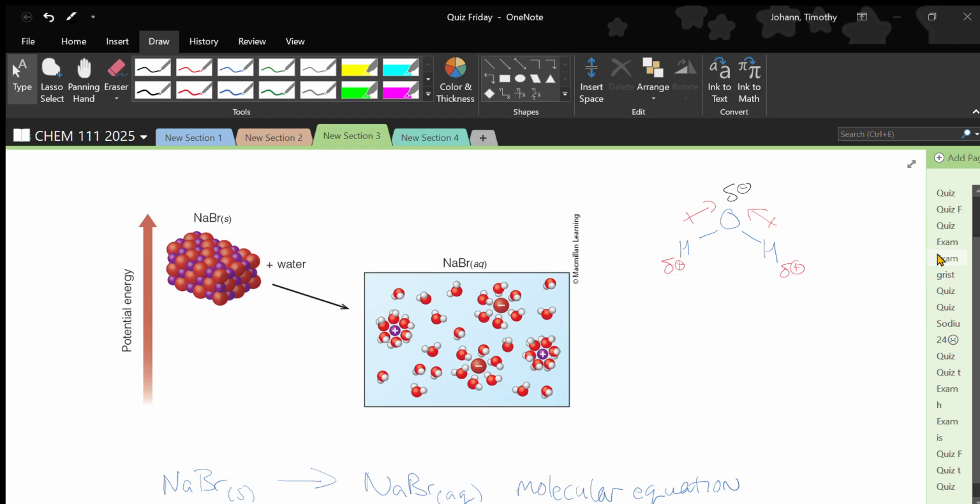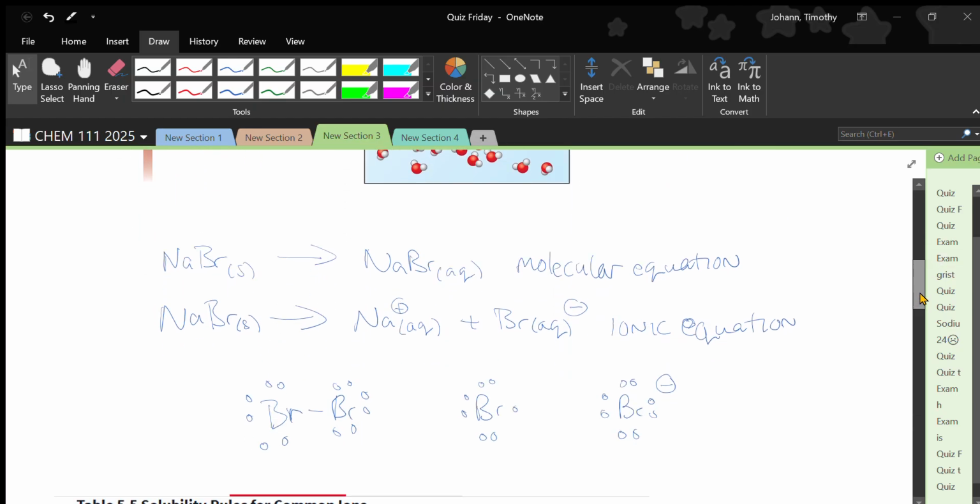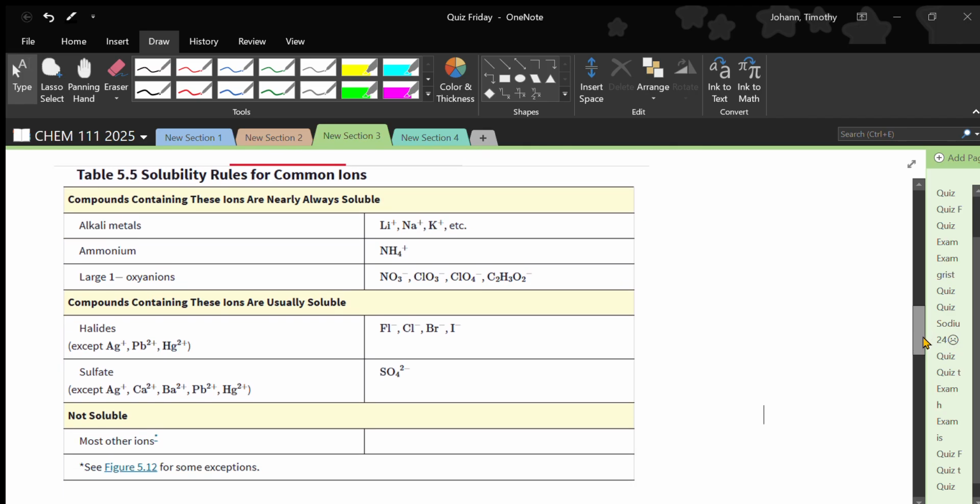And for some particular ionic compounds, the water wins, right? And so the ions come apart and things are more stable when ions are surrounded by water molecules. And for some ionic compounds, the crystal wins and it won't dissolve in water. Okay, the ions don't separate in water. And so that's what's going on with this solubility table. And this is the table we will use.